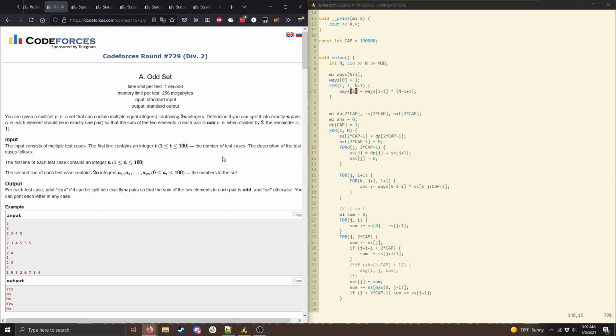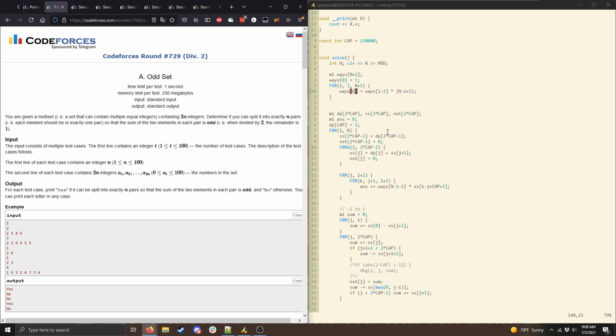Yeah, I guess if people are curious, I can go over my solutions to the problems real quick. Probably not going to go into too much detail. But so for A, we're given a multi-set with 2n integers, and we want to determine if we can split the integers into n pairs such that the sum of the two elements in each pair is odd.